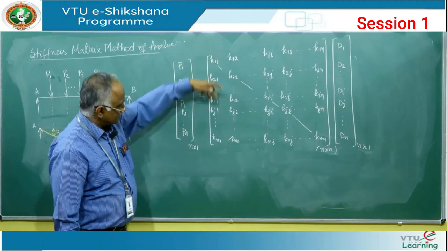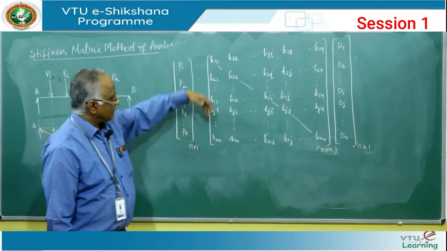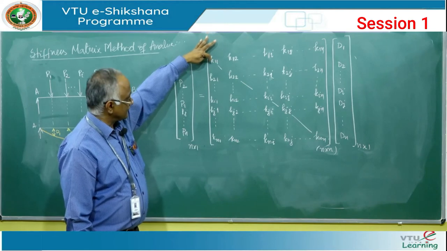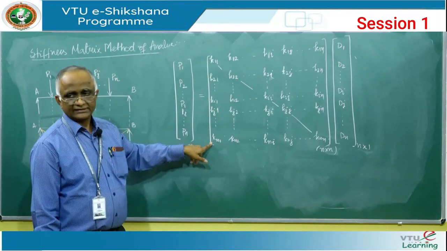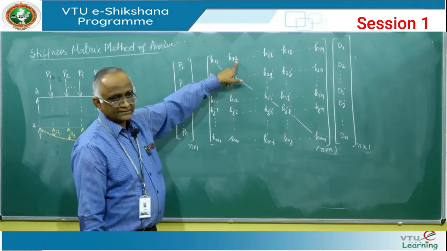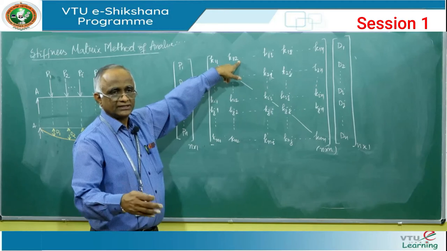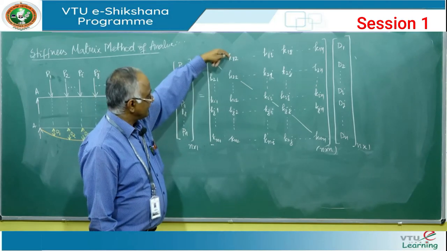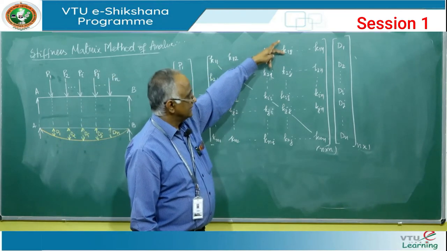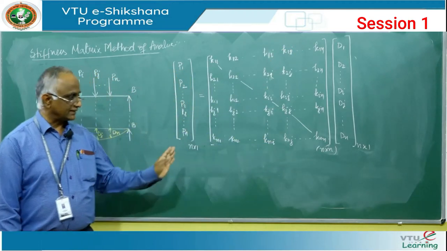Each column of the stiffness matrix can be obtained at one stretch. Any problem is given, with any number of coordinates: apply the unit deformation at coordinate 1 and find out the forces developed at all the coordinates 1 to N, and you will get this first column. Similarly, to get the coefficients of the second column, apply the unit deformation at 2, whether it may be force or deflection or rotation, and find out the forces developed at all other coordinates. So you can come to the general one now, KIJ: apply at J, find out the forces at all the coordinates, and you'll get the values. Similarly, I can get all of them.